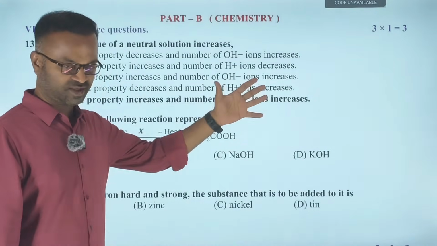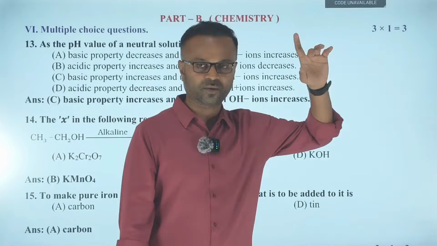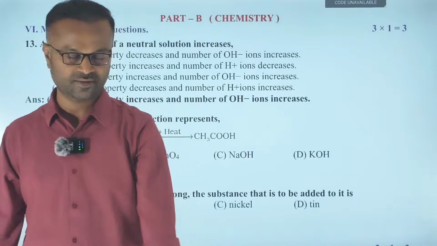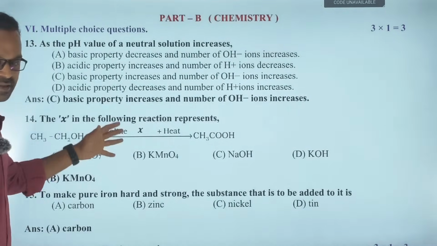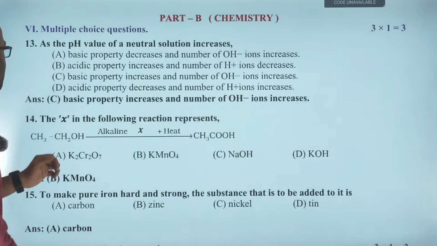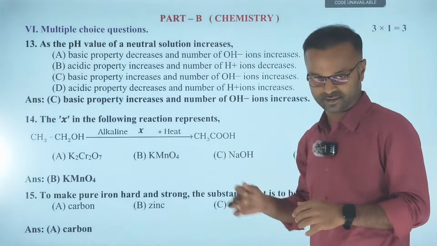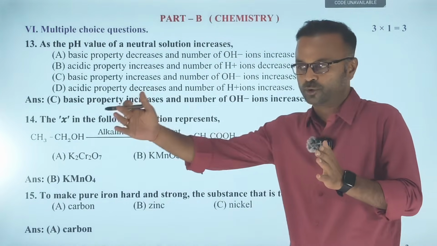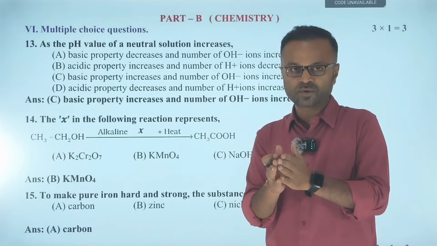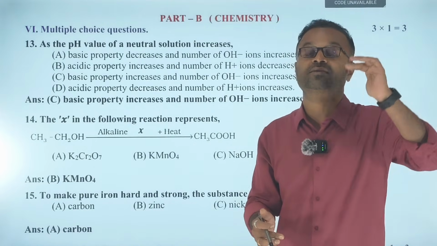The first section is MCQ based questions. 3 questions are there. Each question carries 1 mark, so totally 3 marks will be the weightage for these 3 MCQs. The first multiple choice question: as the pH value of the neutral solution increases. The pH scale varies from 1 to 14. Anything above 7, the pH value will increase. Then what will happen? The basicity will increase.